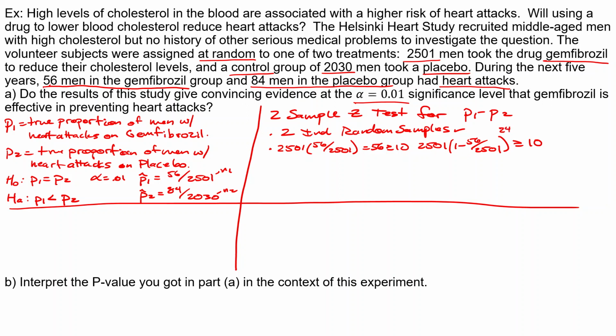2,445, I think. So let me check my math. All right, the next one, we've got 2030 times 84 out of 2030, which is equal to 84, which is definitely greater than or equal to 10. Forgot, you always put in the check marks here. And then 2030 times 1 minus that, which is over 1,000.